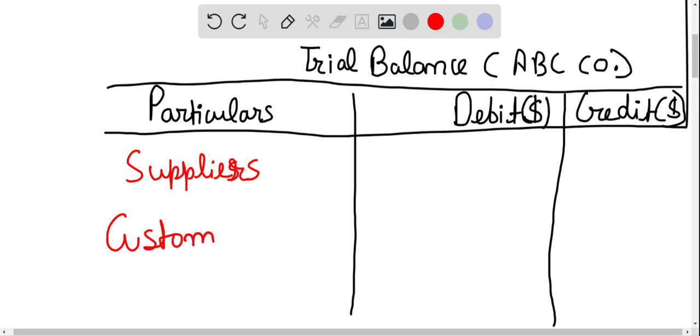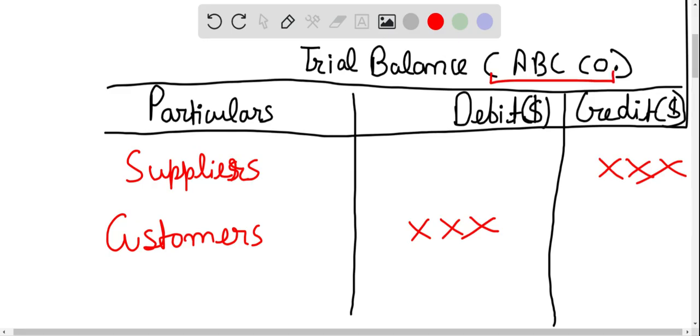Suppliers and vendors can be used interchangeably. Suppliers will most of the time have a credit balance, and customers will have a debit balance. So let's suppose that after recording all the transactions entered into by ABC Company and the different parties, the accountant misses 50 of them. Fifty of the total transactions have been missed by the accountant for recording.